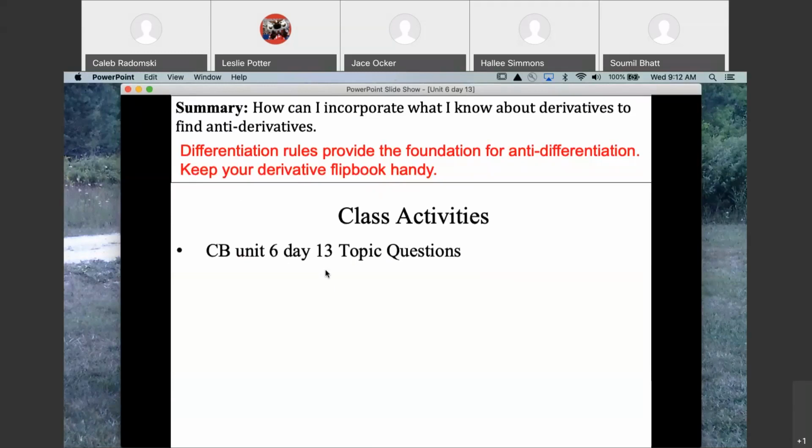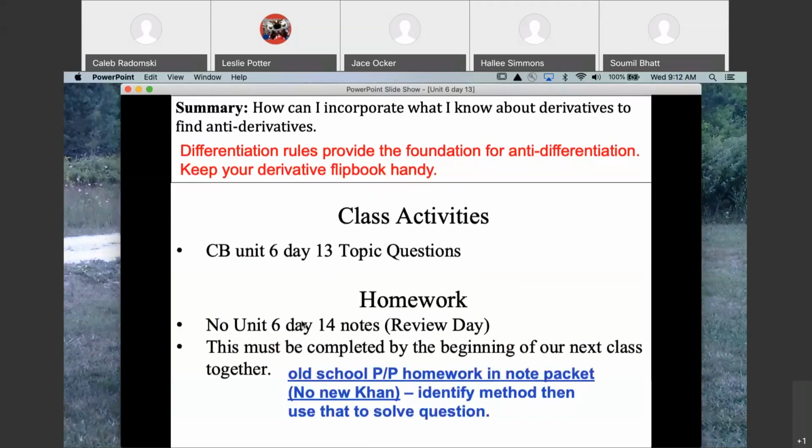Okay. So we are looking at topic questions today. Obviously no notes for tomorrow because tomorrow starts our review day. Since our review day is on Friday, I'm not going to put a test on Monday. I'm putting it on Tuesday. So we're going to have 2 review days, Friday and Monday.